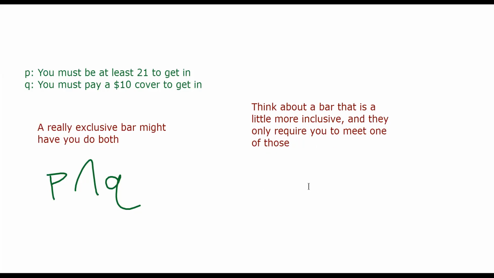If you're under 21, let's say you're 19, so you're still an adult, they can't legally serve you alcohol. So then they'll charge you a $10 cover, so they're at least getting something out of you, because otherwise you're going to go in, you're going to order a Dr. Pepper. So there are other bars who will say you just have to be one of those two things. So that is going to be P or Q. We're going to learn that symbol in just a second.